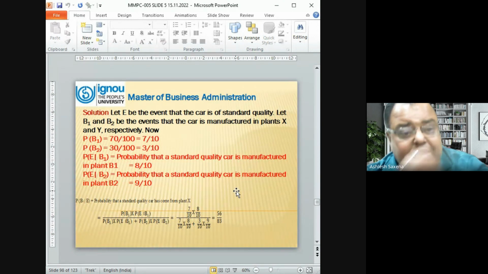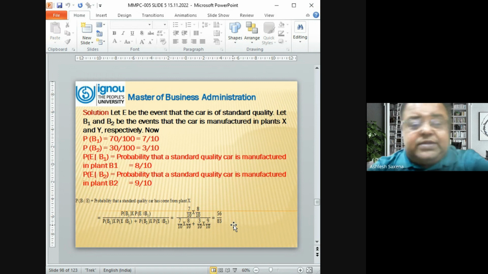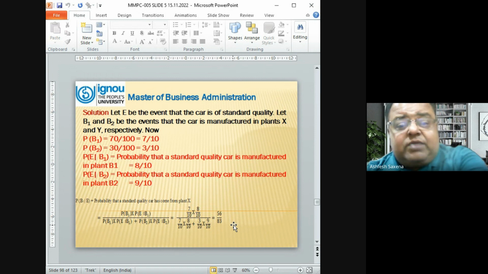My problem was calculating the probability that it came from plant 1. What will I be doing? I will be multiplying this one by this one and dividing it by the sum of the products of the respective probabilities. That means 7 by 10 into 8 by 10 plus 3 by 10 into 9 by 10. Here you can see it is written. It will come out to be 56 by 83. And similarly, for the second it will be 27 by 83.